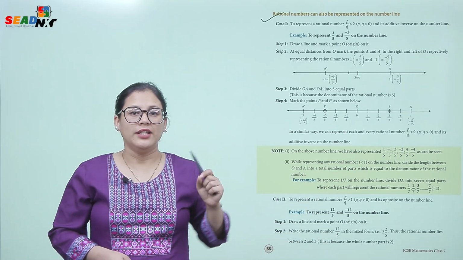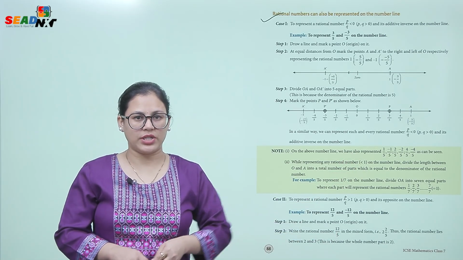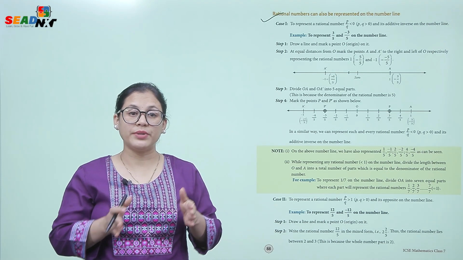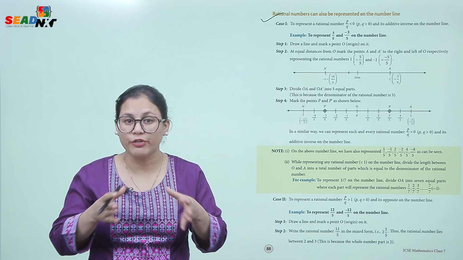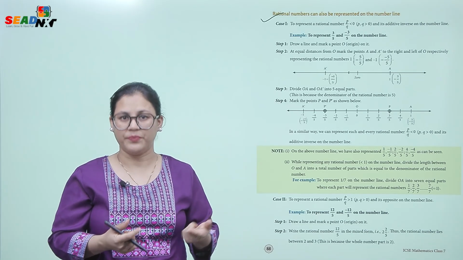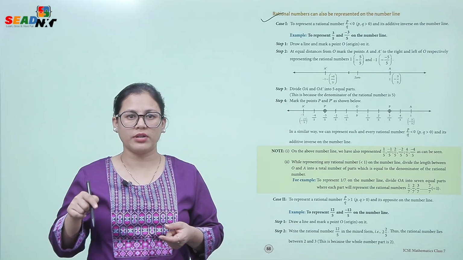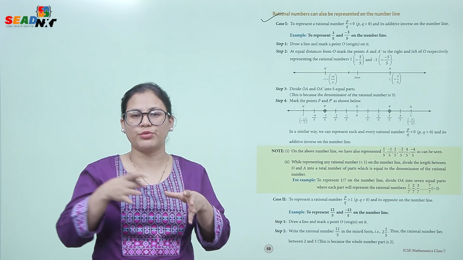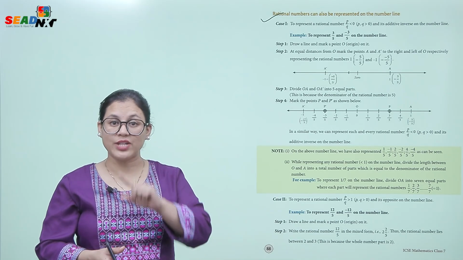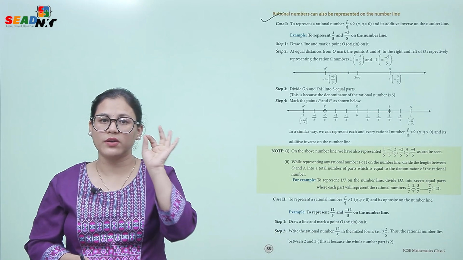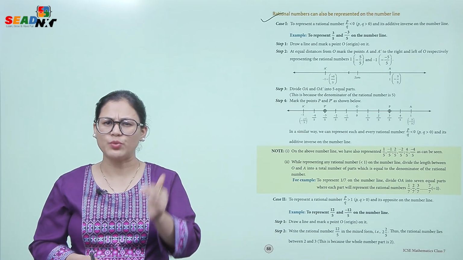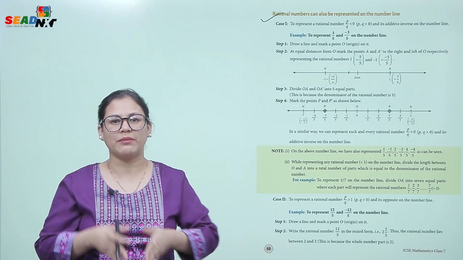Note number 2, while representing any rational number less than 1 on the number line, divide the length between the O and A into a total number of parts which is equal to the denominator of the rational number. जितना denominator होगा rational number का उतना हम उसको O and A part को total number of parts में divide करेंगे. For example, to represent 1 by 7 on the number line, divide O A into 7 equal parts because 7 is the denominator, where each part will represent the rational number 1 by 7, 2 by 7, 3 by 7, so on up to 7 by 7.